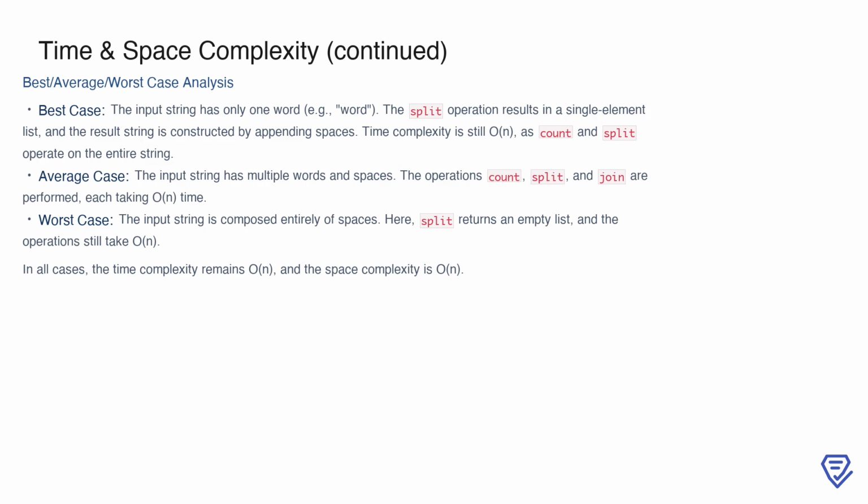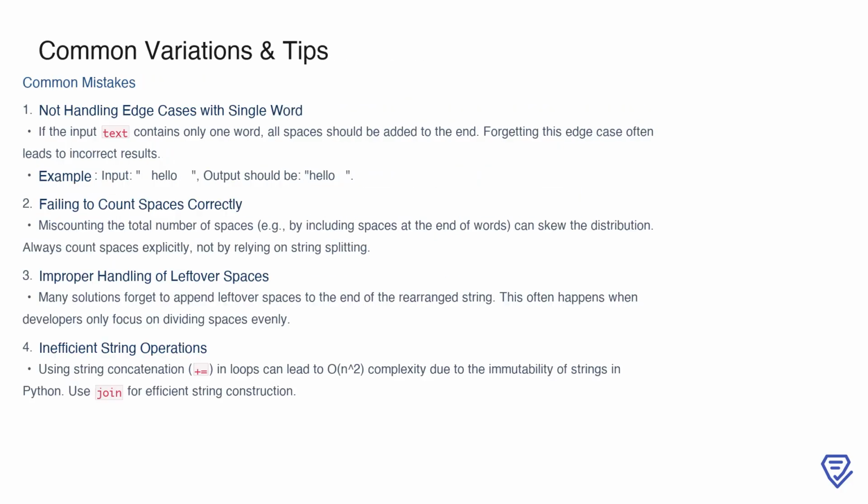Across all cases, the time complexity remains O(n), and the space complexity also consistently stays at O(n). When tackling this problem, there are a few common mistakes to watch out for. First, overlooking edge cases like a single word in the input string can lead to incorrect results. For instance, if the input is just one word surrounded by spaces, all those spaces should shift to the end. Missing this detail can cause your output to fail edge case testing.